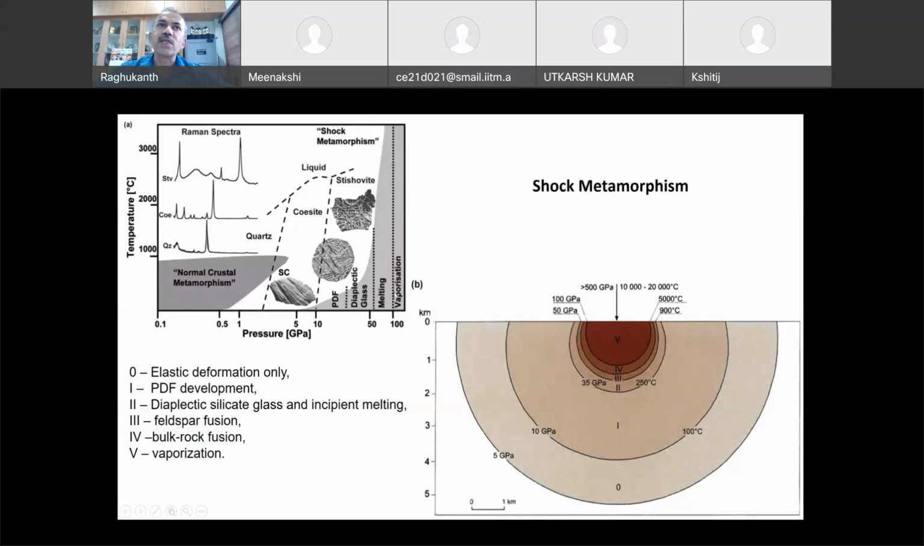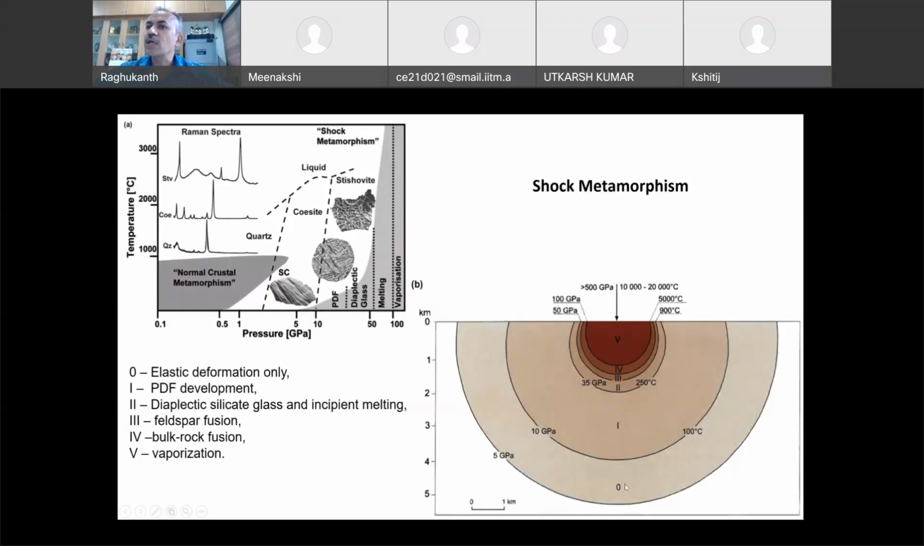During impact, the shock pressure will be developed something like this. Near this impact region, this red color you are seeing, this is the place where you are having the impact. Here the shock pressures will be extremely high, more than 500 gigapascals or something like that, and the temperatures will be 10,000 to 20,000 degrees centigrade. Huge temperature will be there. Then once you cross this region, that is IV, which they call bulk rock fusion, the shock pressures will be around 100 gigapascals and the temperature 5,000 degrees. Then we have another region, the 3, which is 50 gigapascals, and the temperature will be 900. So it keeps on going like this.